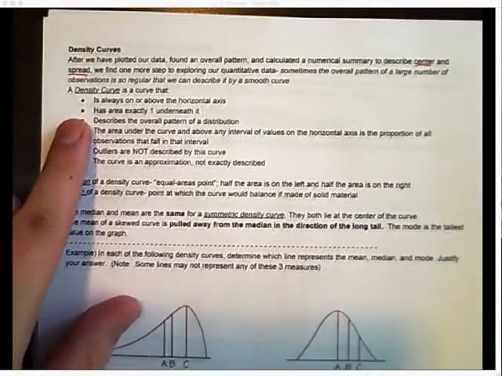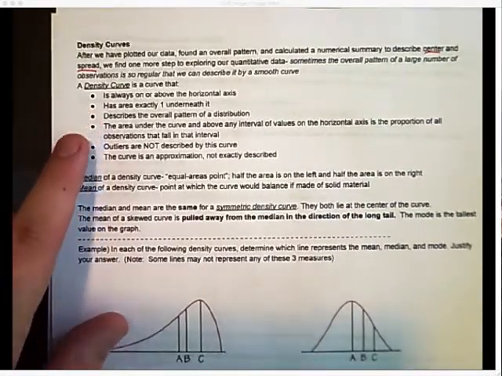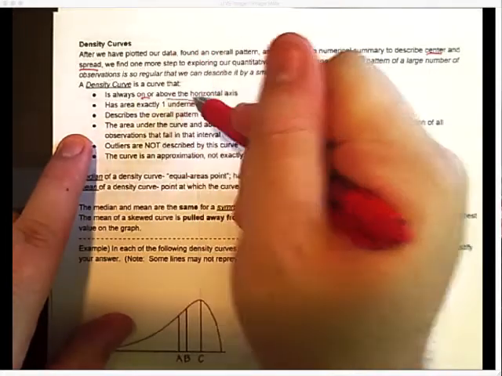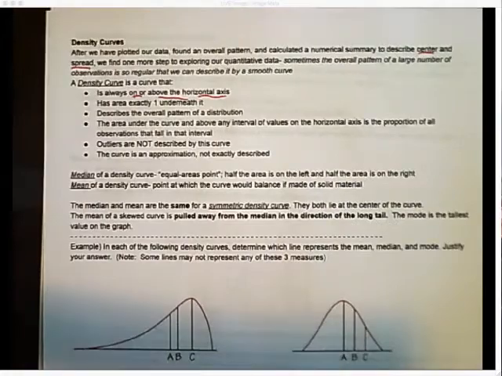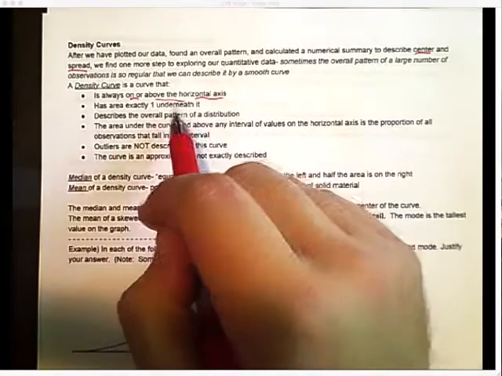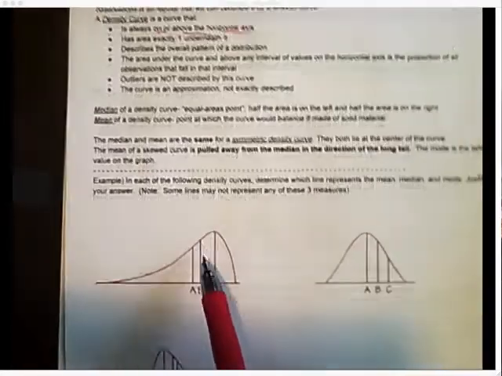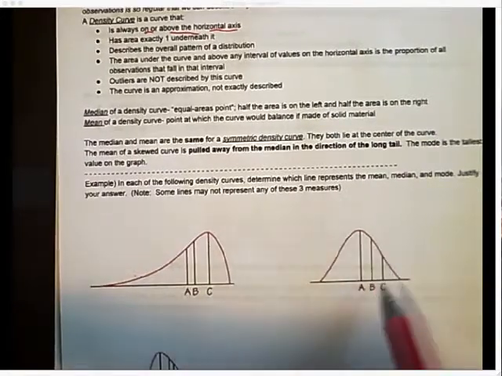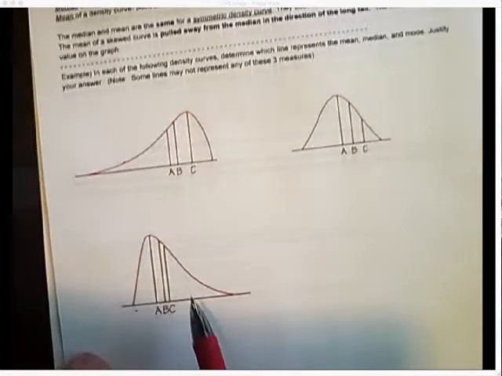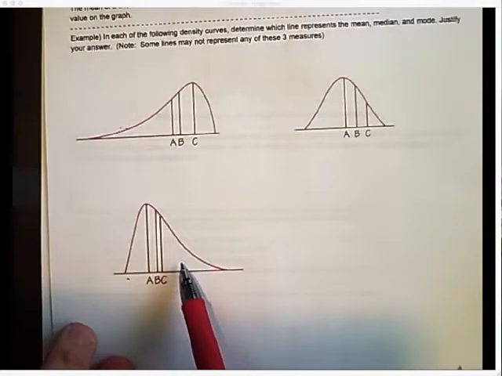So a couple things about density curves there. It's always on or above the horizontal axis. These are three examples of density curves, by the way. It has an area of exactly 1 underneath it. So if I were able to use calculus and calculate the area of these curves, the area always equals 1, or always equals 100% of the people.